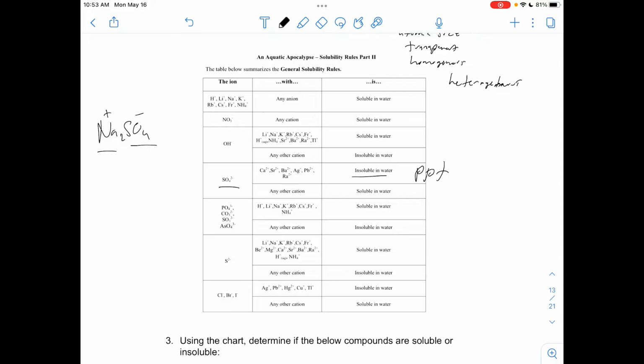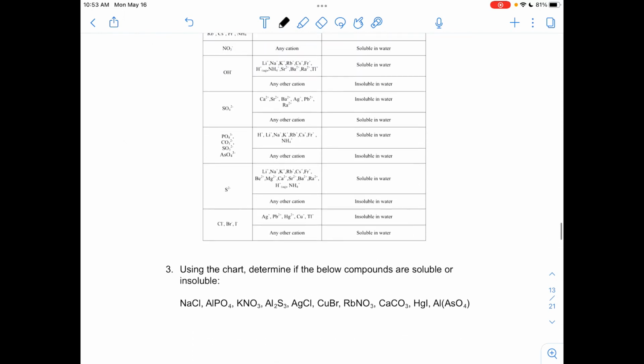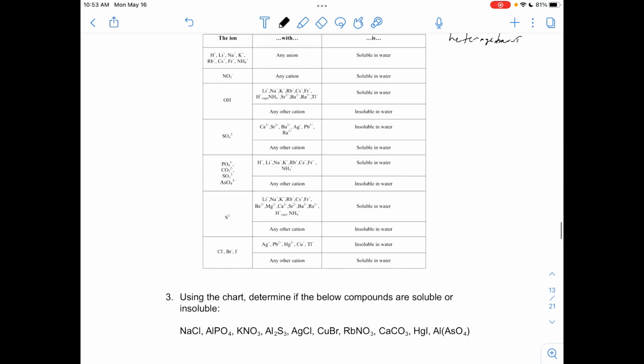However, in this case, since it's sodium, it's not one of those 6 cations, it's any other cation, so it would be soluble, which means it would be aqueous. Okay, it would dissolve in solution. So make sure you know how to use this table. Here are some examples. NaCl, pretty much anything with Na is soluble, so I'm going to put aq.